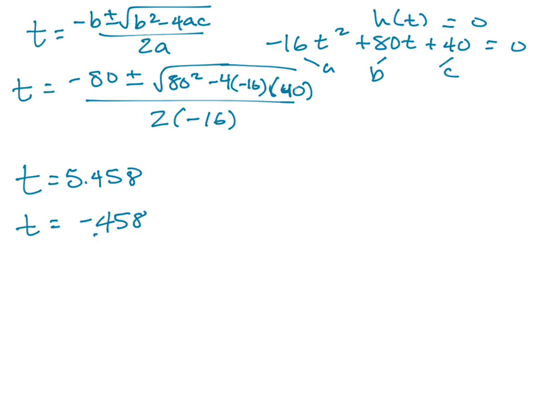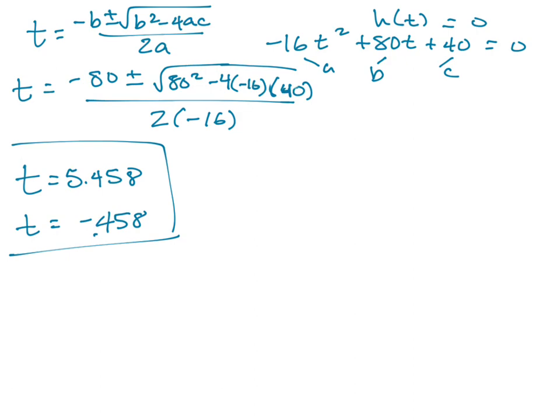Negative 0.458 and 5.458. Okay, so again, this is the application because this operated perfectly. We did the quadratic equation, Tate put those numbers in there, and he's got two perfect x values. But what was the question? When does the ball hit the ground?